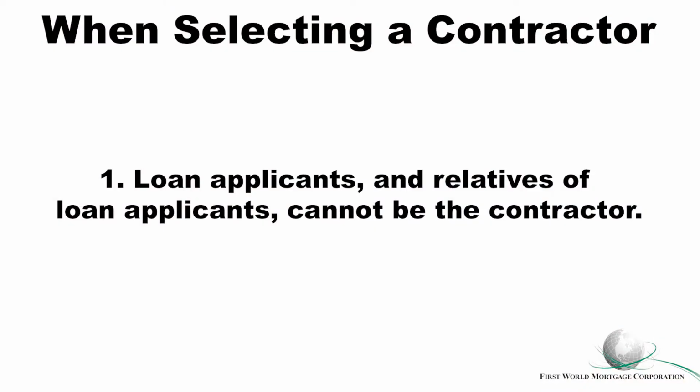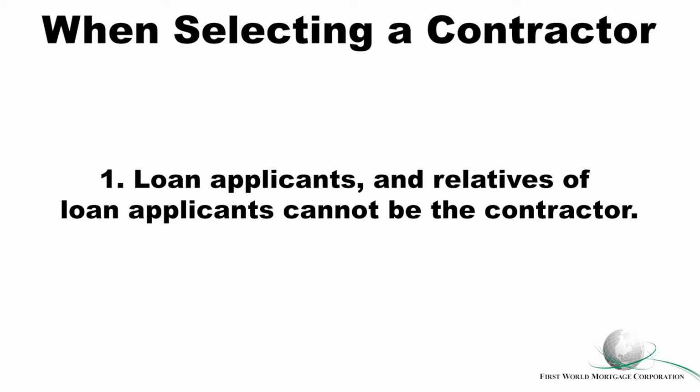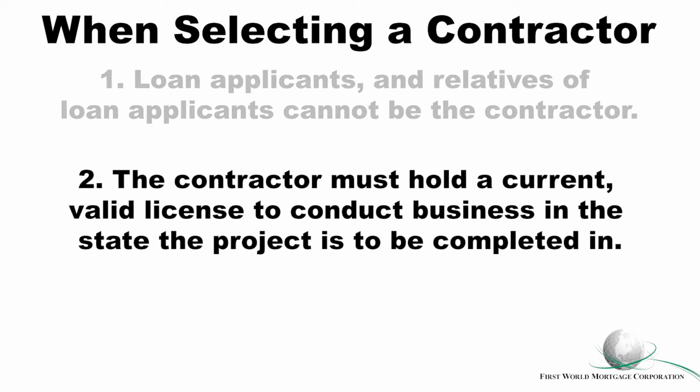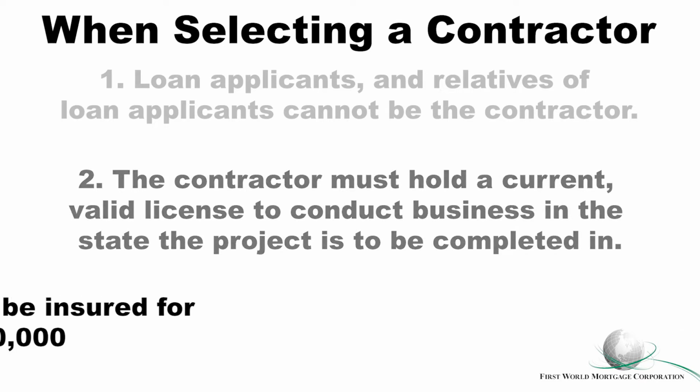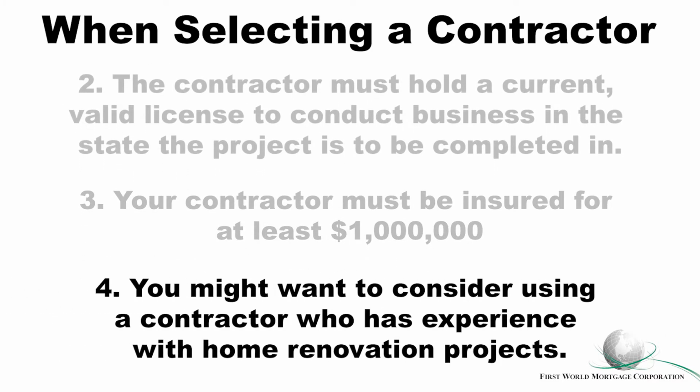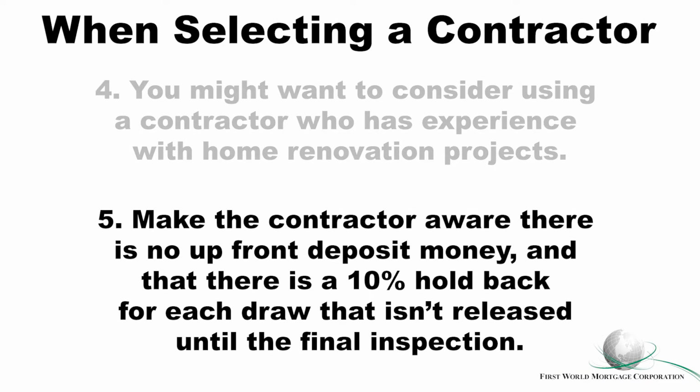When selecting a contractor, here are a few important considerations. Loan applicants and relatives of loan applicants cannot be the contractor. The contractor must hold a current valid license to conduct business in the state the project is to be completed in. He must be insured for at least $1 million. Although it's not required, you might want to consider using a contractor who has experience with home renovation loan projects. Make the contractor aware that there is no upfront deposit money and that there's a 10% holdback for each draw that isn't released until the final inspection.